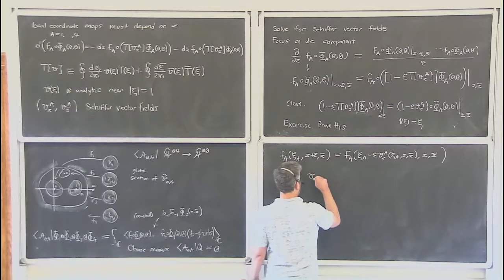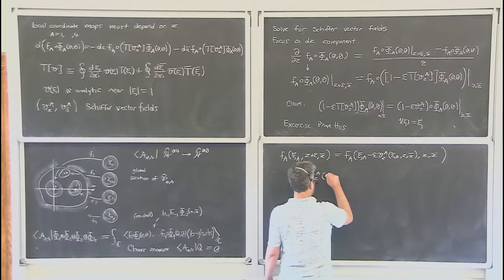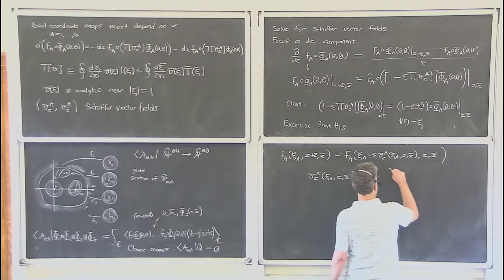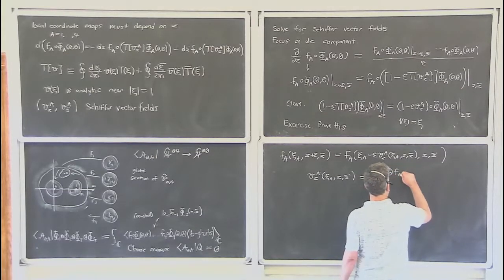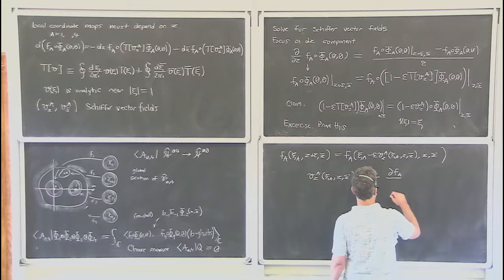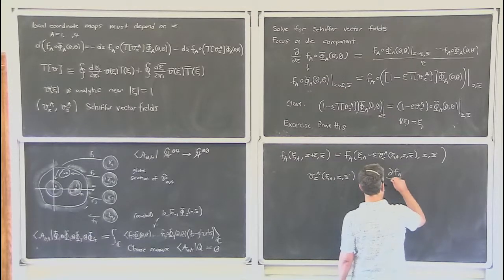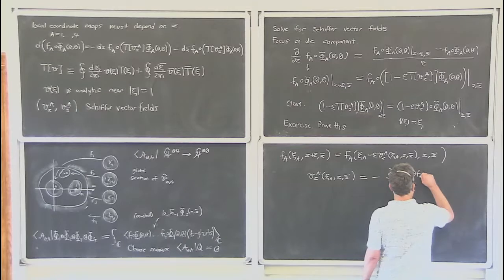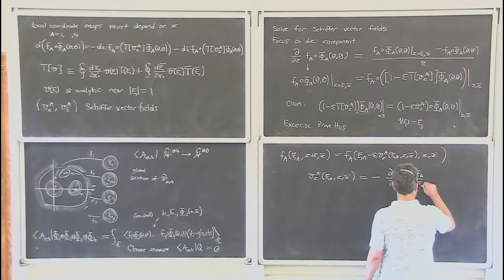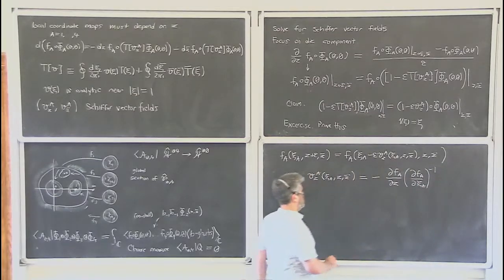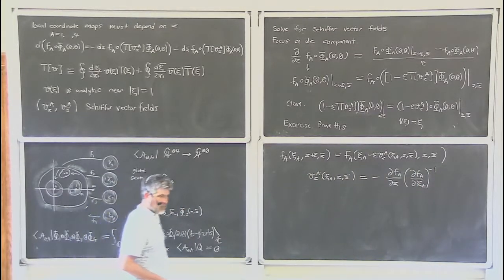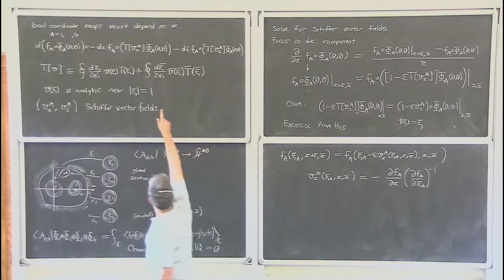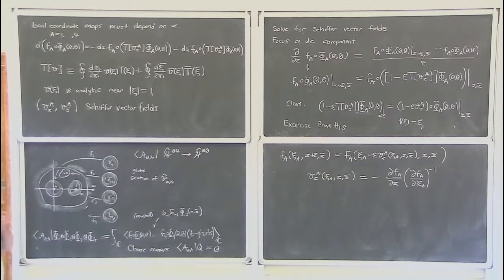And you find that v_z^a of xi_a(z, z bar) equals minus the partial derivative of f_a with respect to z times the inverse of the partial derivative with respect to xi_a. So this is the Schiffer vector field, which must appear in this equation. Are there any questions?